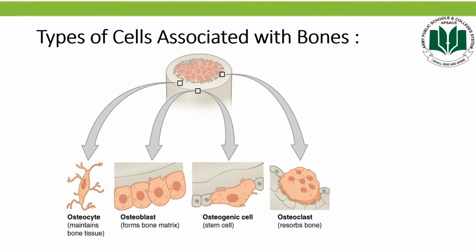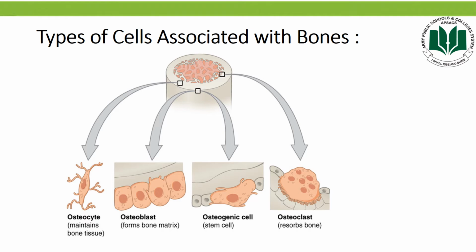Basically, osteoclasts perform their function under the action of demineralization. What do you mean by demineralization? It is basically the breakdown of the bone and deposit of calcium and phosphate in the blood. That's why the osteoclast cell is also known as a bone resorption cell.